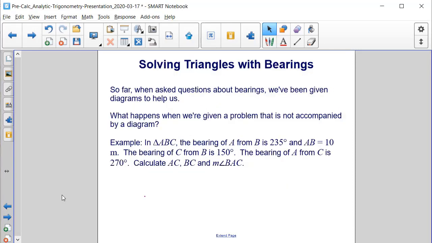So far, when asked questions about bearings, we've been given diagrams to help us. What would happen if a diagram wasn't provided for a problem? How would we get started? Let's look at an example. In triangle ABC, the bearing of A from B is 235 degrees, and the length of AB is 10 meters. The bearing of C from B is 150 degrees. The bearing of A from C is 270 degrees. Calculate the length of segments AC and BC, as well as the measurement of angle BAC.